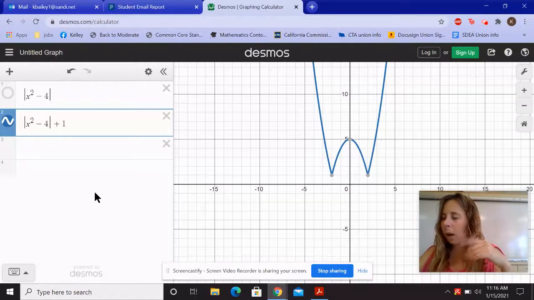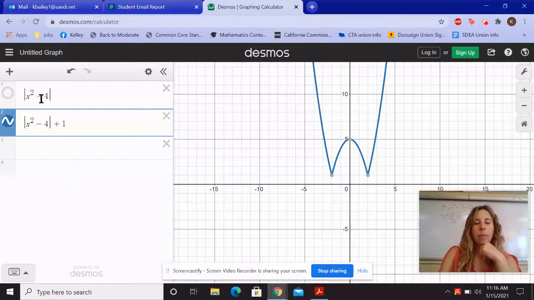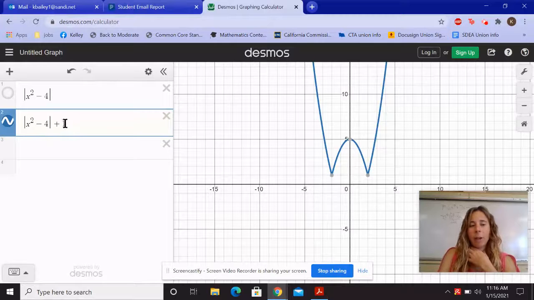That was the first one we did. Oh, it's the same as number 1. No. Yes. So the first one we did, your domain's going to be the same because it's x squared minus 4. This plus 1 doesn't change your domain at all, because this only affects the y values, not the x values.